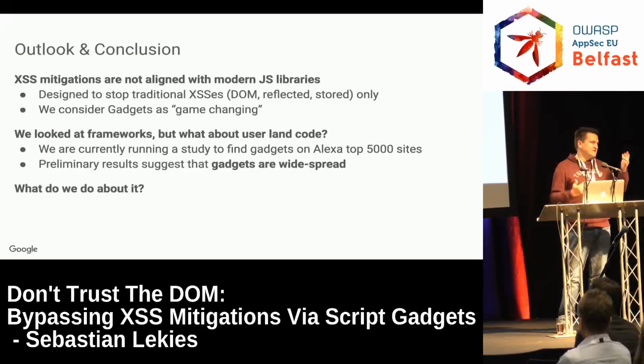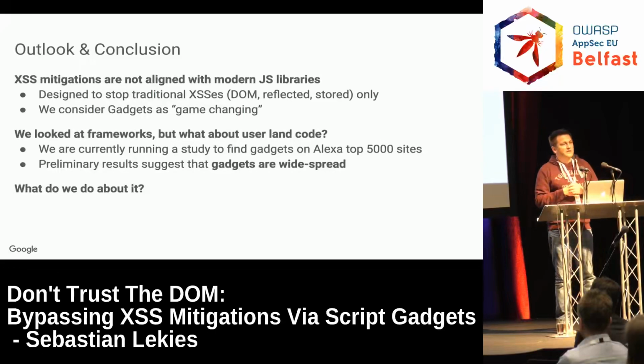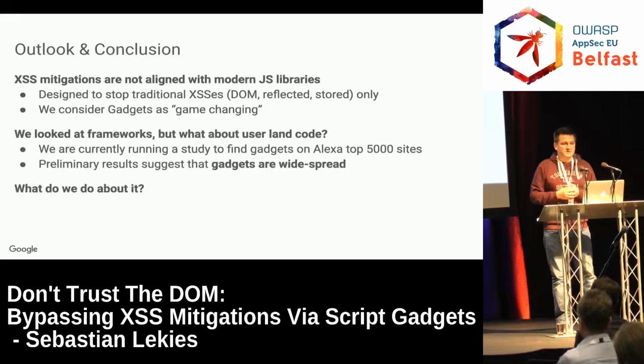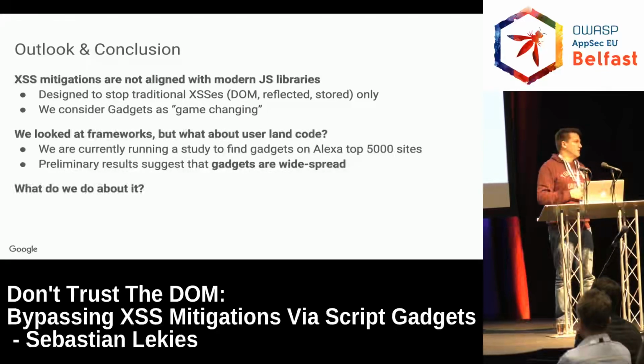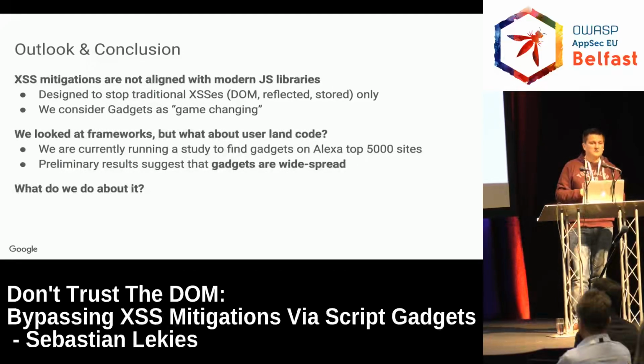But just a sneak peek, so in these 5,000 pages, we crawled the first level links, which results in around 700,000 pages. We found more than 3 million data flows from the DOM into security sensitive functions. And we already found a lot of gadgets through this. Many of these data flows are still duplicates, and if we are very conservative, we will still end up with thousands or tens of thousands of gadgets in the Alexa top 5,000 web pages. So what do we do about it?